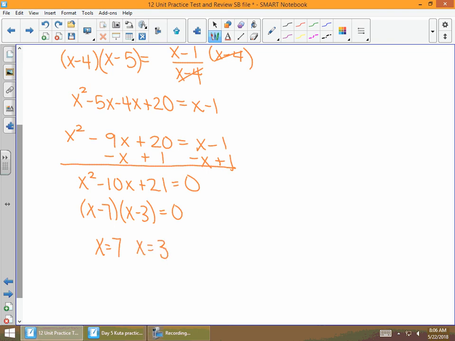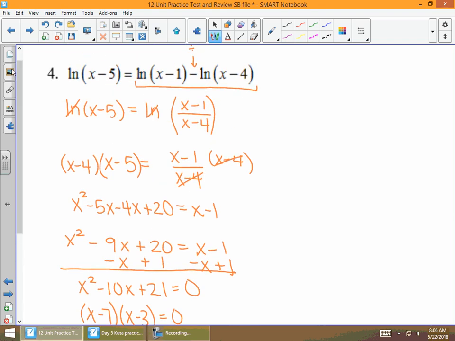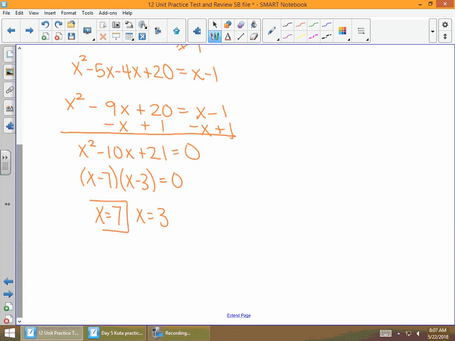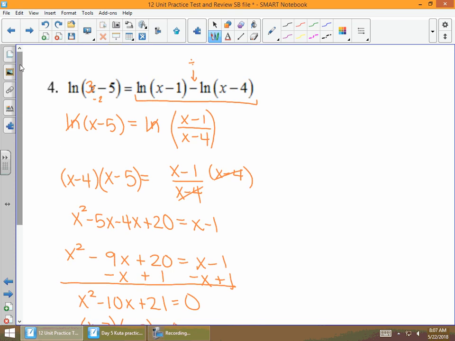Again, we have to double check that they both work. So I'm going to scroll way back up to the top. And 7 and 3. So if I plug in 7, I'm good, good, good. All positive in my parentheses there. So that's lovely. If I plug in 3, my first ln here, I'd be taking the ln of negative 2. And that does not work. So 7 is a good solution. 3 is extraneous. So that was an example of having logarithms on both sides of the equation and being able to condense and cancel.